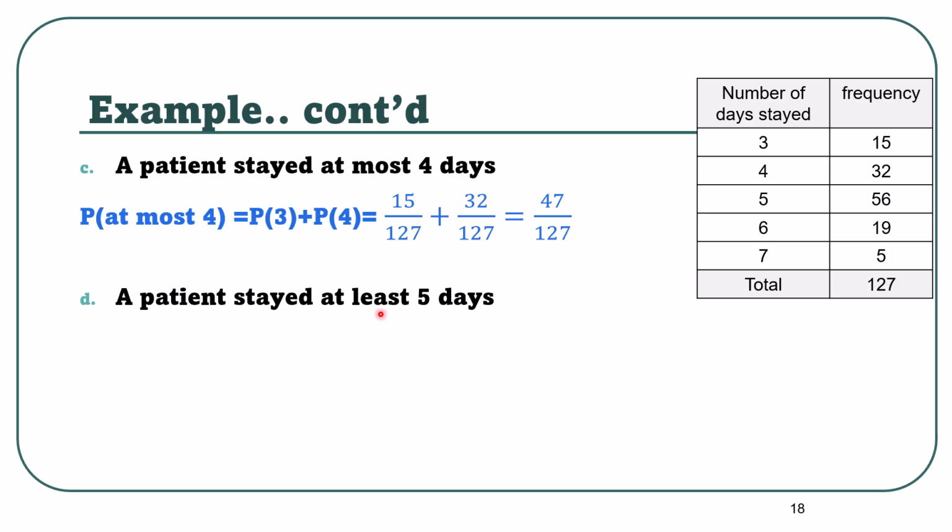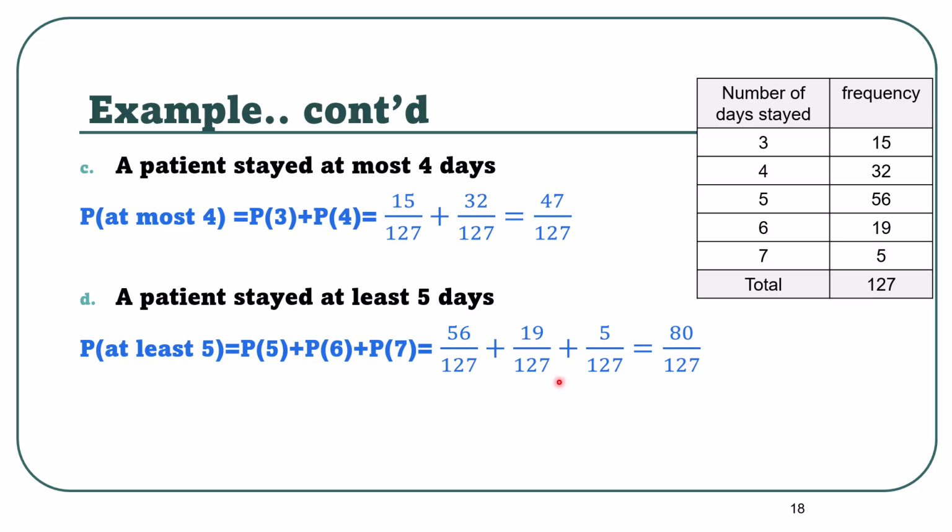A patient stayed at least 5 days. At least 5 means 5 or more. So 5, 6, or 7, adding all of these together and dividing by 127 will give me the probability of a patient staying at least 5 days.